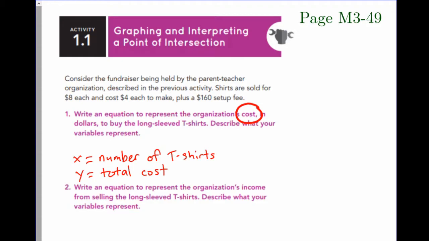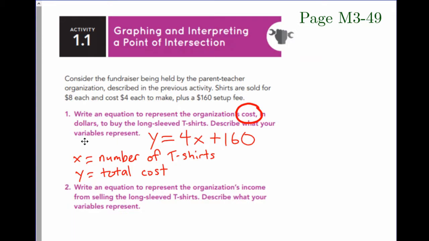Okay? So if X is the number of t-shirts, Y is the total cost, we know it's going to be Y equal to something. So we're going to have Y equals, each shirt costs $4, so that's $4 per shirt, so 4 times X. And our setup fee is $160, so that goes towards our total cost. So now we have our equation. Y equals 4X plus 160. Y is our total cost, and X is our number of t-shirts.